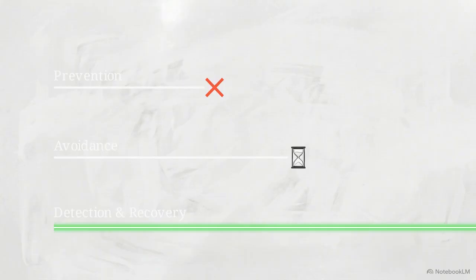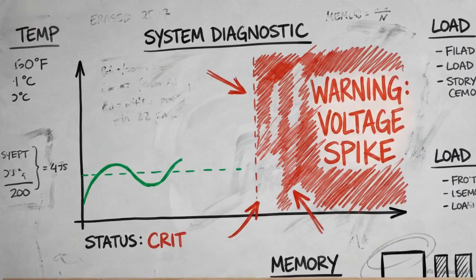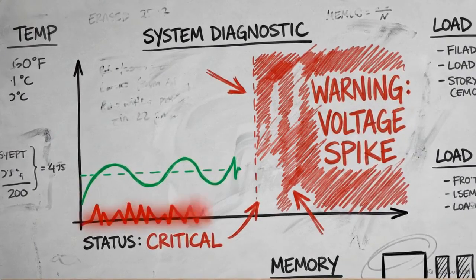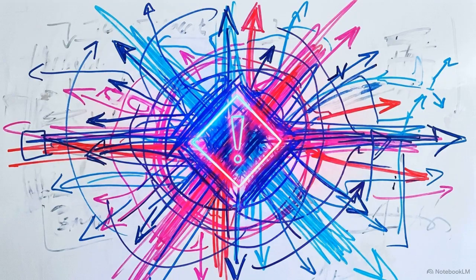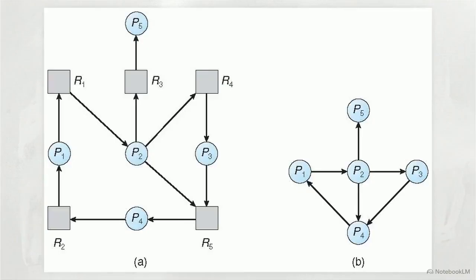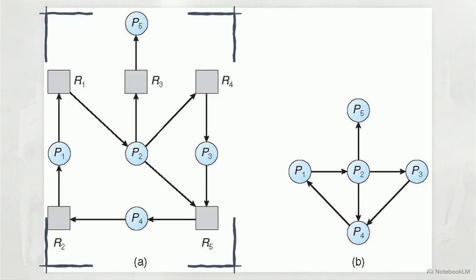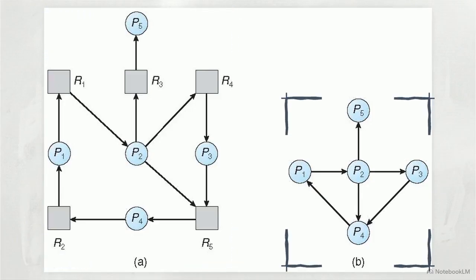Because prevention is too strict and avoidance is too computationally expensive, operating systems rely on a fallback plan: detection and recovery. The OS lets the computer run wild and only intervenes if a cycle actually forms. This diagram shows how the OS periodically actively hunts for these loops by converting the complex resource graph on the left into the simplified wait-for map on the right.